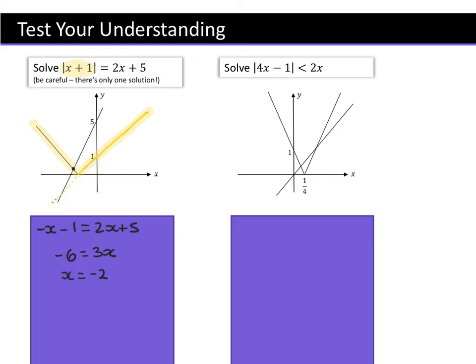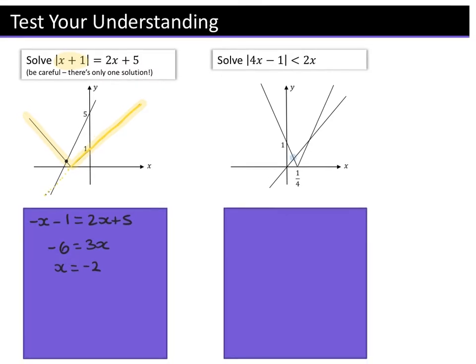Now for the next one, you can see it crosses twice, so you need to take the positive and the negative of the modulus. Off you go. Okay, so we're going to need to take the positive, which is 4x - 1 < 2x. So we get 2x < 1, x < a half.